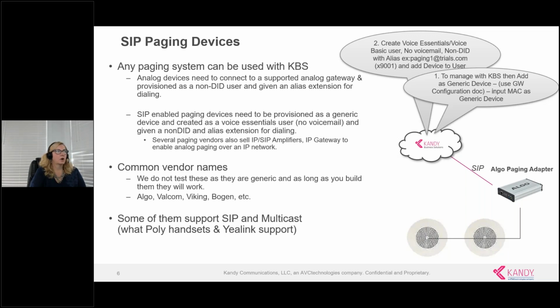A lot of those are generic. We don't test them each and every time. The Algo we have been, but again, they're pretty basic. Some of the paging devices do support multicast, and the SIP telephones, the Yealink and the Polycom. I believe Cisco and some others also support multicast paging, but those can be used in conjunction with this as long as they're using the same multicast IPs and configuration there.